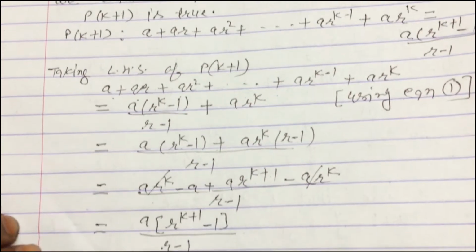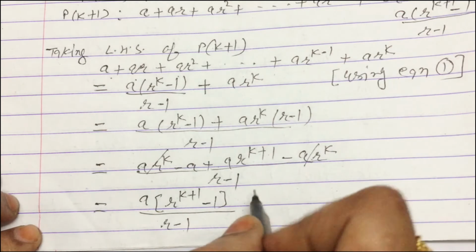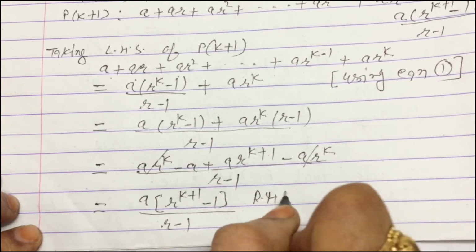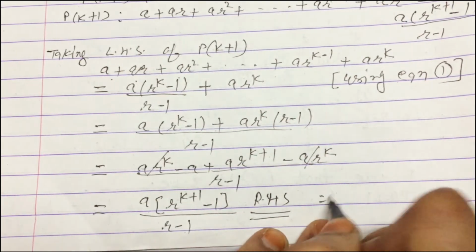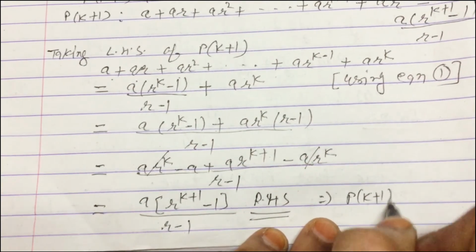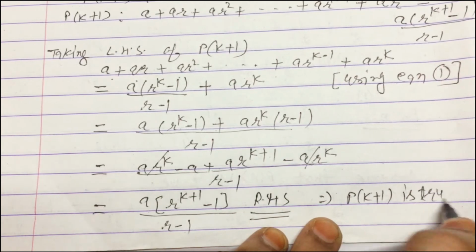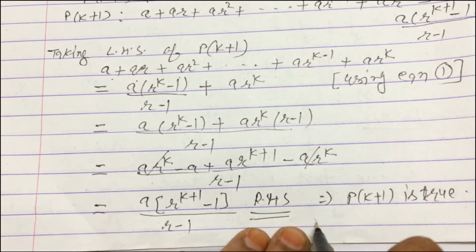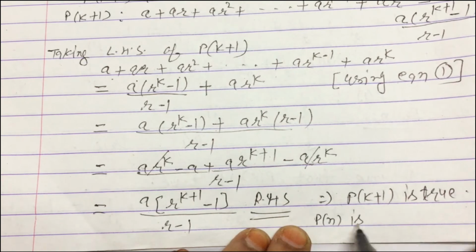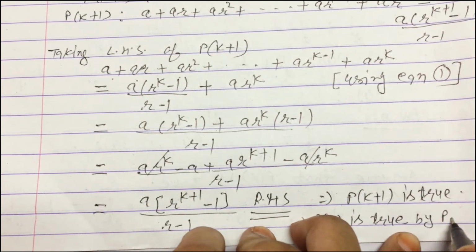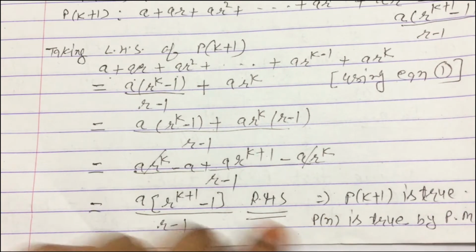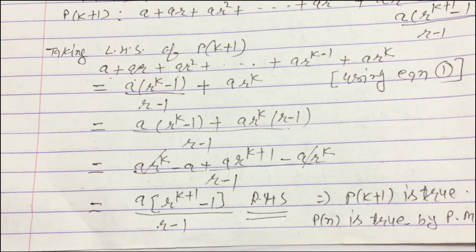So see, it is the RHS of P k plus 1. So we can write here P k plus 1 is true. Okay, and at last we have to write that Pn is true by PMI. Okay, and write that P1 is true, Pk is true, Pk plus 1 is true, hence Pn is true.